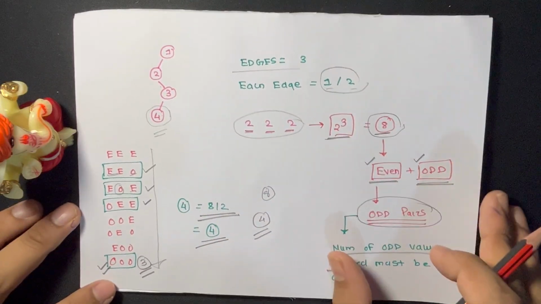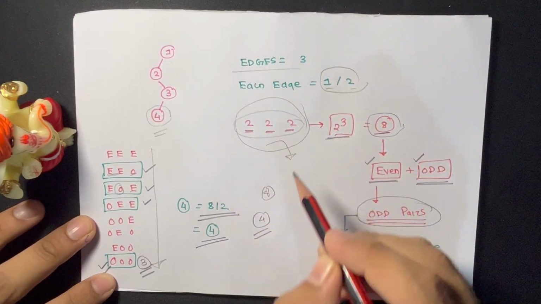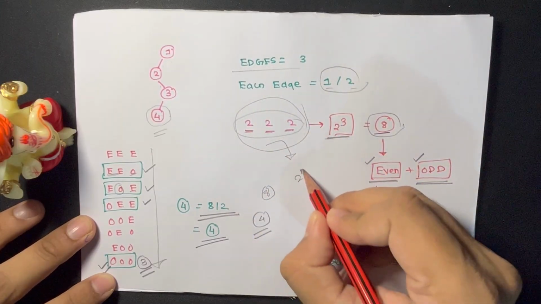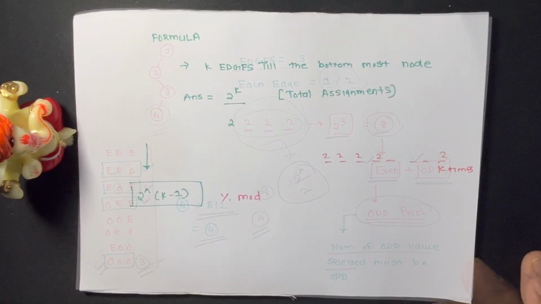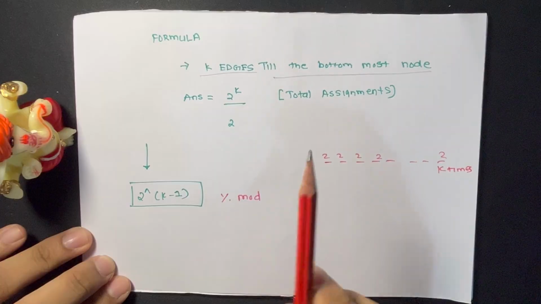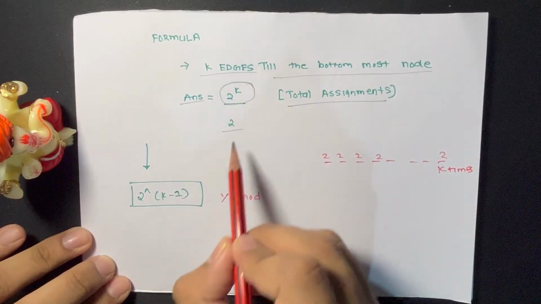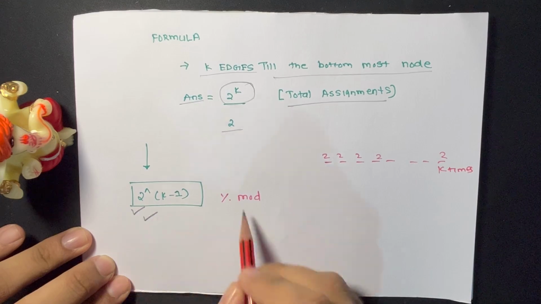So what we can see is if you have all these combinations, then the total number of odd combinations will be 2 to the power n by 2. Okay, so we can just write the formula. If we have k edges till the bottommost node, then the answer will be total assignments, which is 2 to the power k by 2, which is equal to 2 to the power k minus 1, and percentage is mod.